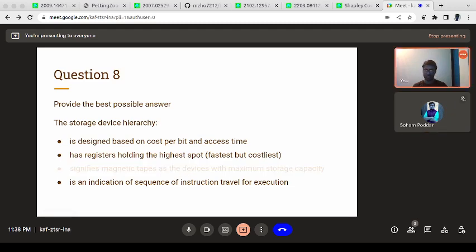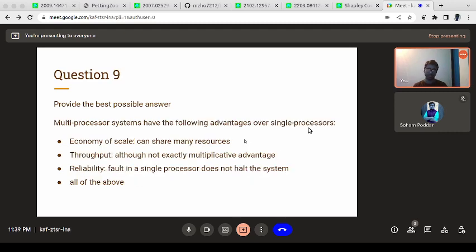No, actually, magnetic tapes do not always have the maximum storage capacity. It can be magnetic discs also. Although they are placed at the bottom of the hierarchy, that does not signify that they will get the maximum storage capacity, because that hierarchy is not designed based on that. It is designed based on the cost per bit and the access time that the storage device requires. So now the next question.